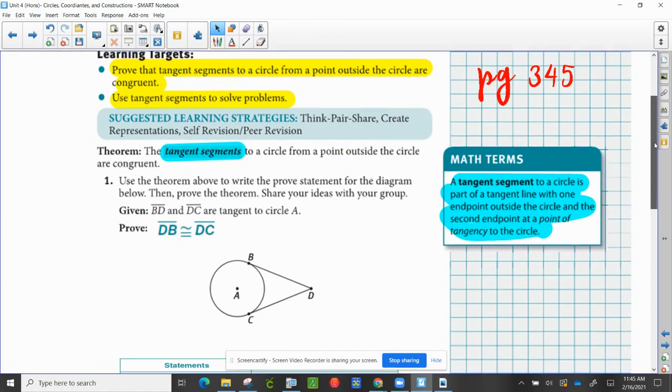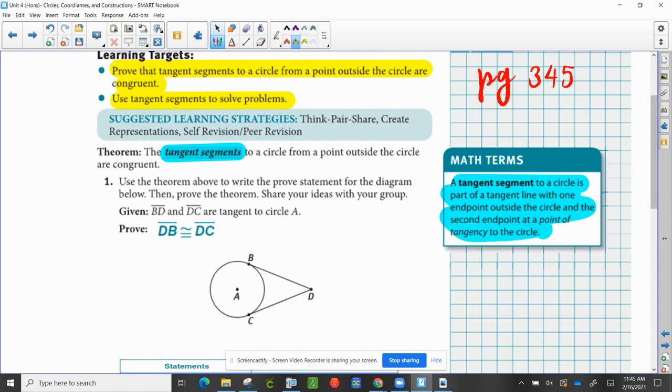So let's look at this picture here. Okay. So what they're saying here is we have this picture. So a tangent segment is a segment like this. So one point is outside the circle, your other endpoint is at that point of tangency. Okay, so BD is a tangent segment, but so is CD. Now this first theorem, what they want us to prove basically is that DB is congruent to DC.